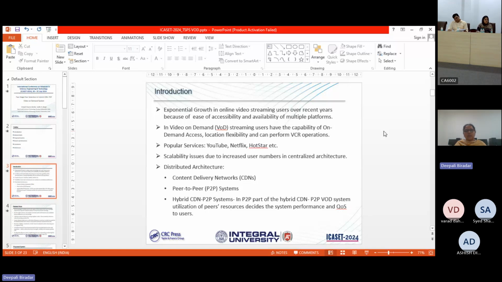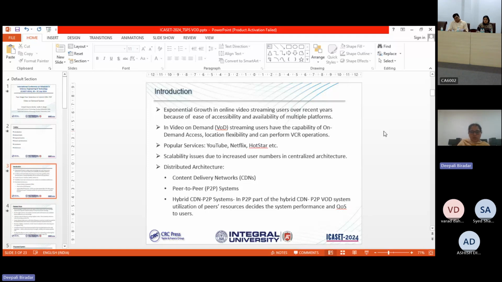So here, another type of architecture is P2P systems, in which the nodes act as both client and server. In this way, for a VOD system, we can use the upload bandwidth of the end devices. But the issue is the reliability in the case of a P2P system. So there is a hybrid architecture, that is nothing but a hybrid CDN P2P system, in which the advantages of both CDN and P2P systems can be used.